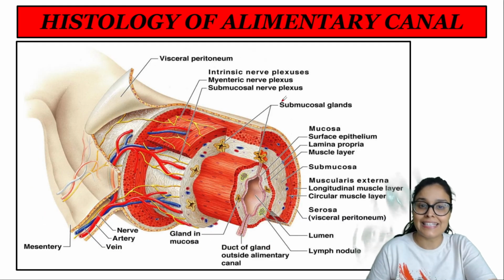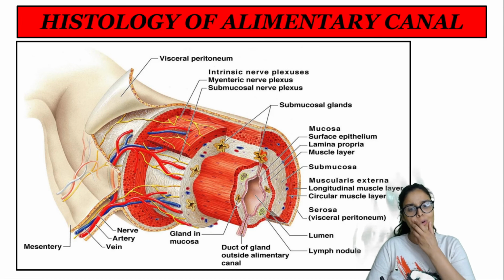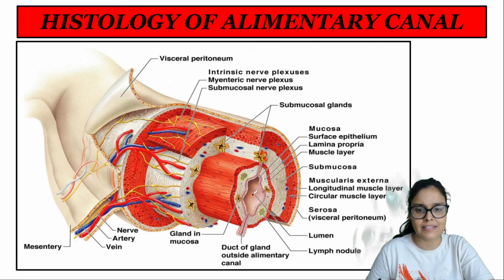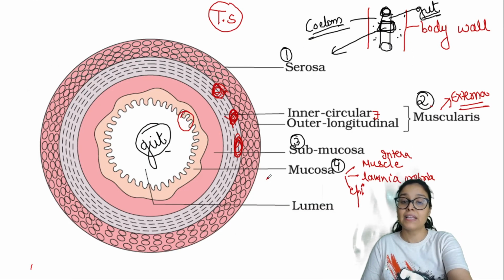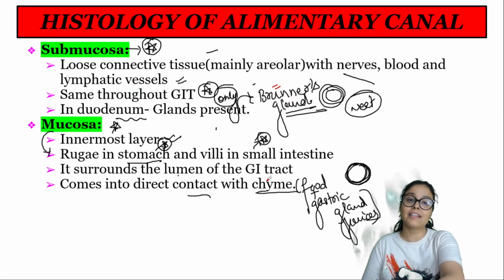So you can see it here. They have given the whole complicated diagram. You can see this is the lumen. Then this is the mucosa part. They have given all the things here. You can see in the diagram, right? That's all. So the main part was this.